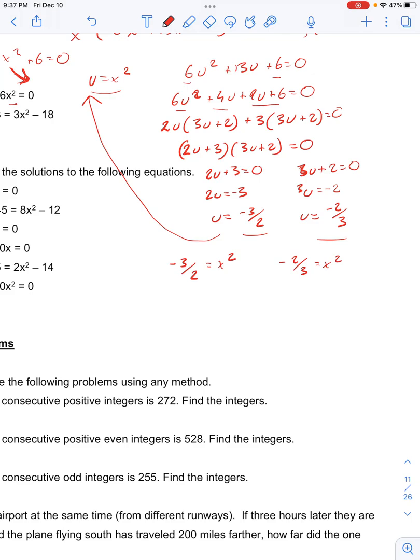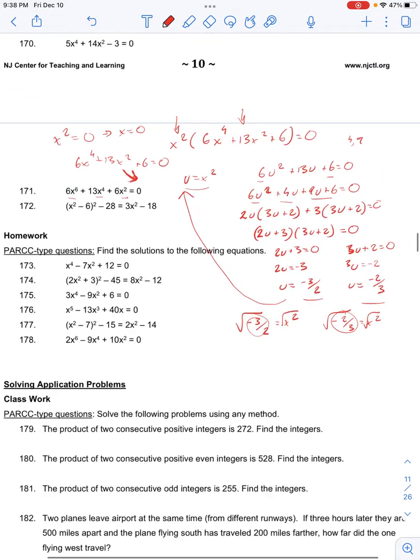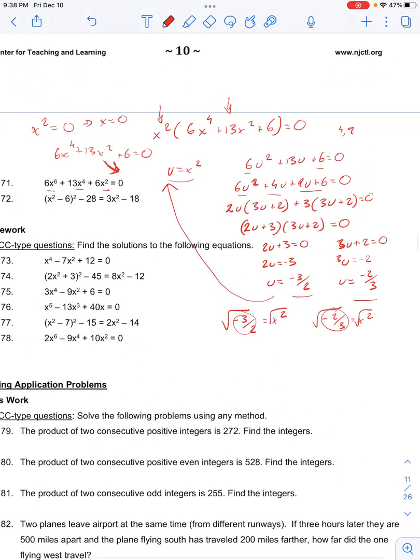But in both cases, if we take the square root of both sides to find x, we can't take the square root of a negative number. It's undefined, so these solutions do not exist. And so basically, we can only have the one case where x squared is equal to 0, then x must be 0. So I only have one zero in the solution, and that is when x equals 0.